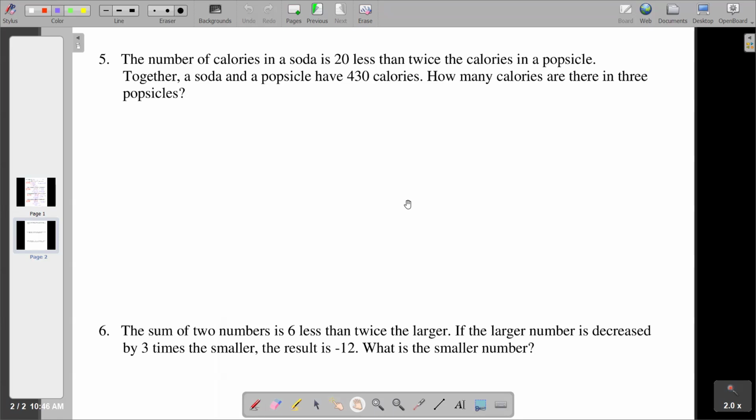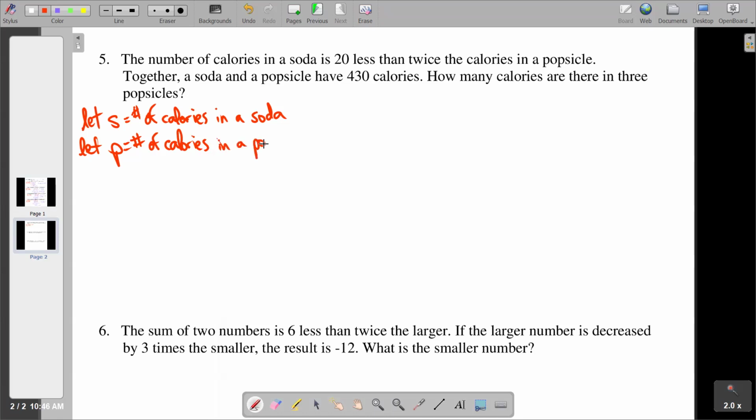So in this problem, what are our variables going to be? That's perfectly sensible. So let's do soda first. So let S equal number of calories in a soda. And then let's let P equal the number of calories in a popsicle.